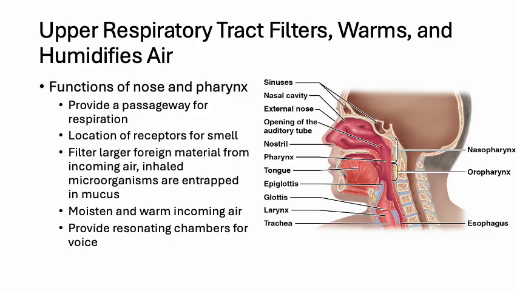The nose and the pharynx are more than just air passages. They filter out particles, trap microorganisms and mucus, warm and humidify air, and even house the smell receptors. They also help us shape our voice through resonating chambers. This means that before air even reaches the lungs, it already has been conditioned and screened, showing us how protective the system is against the outside environment.